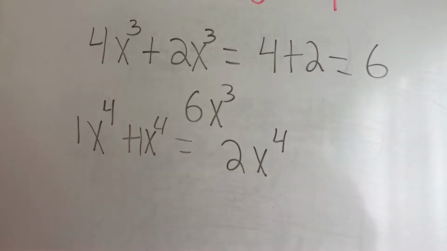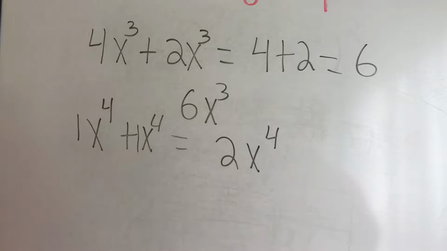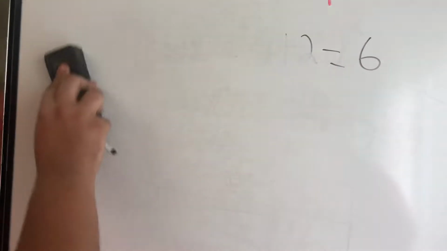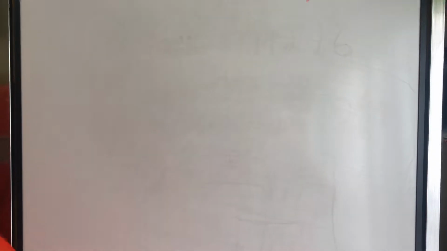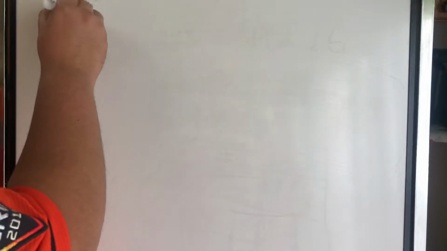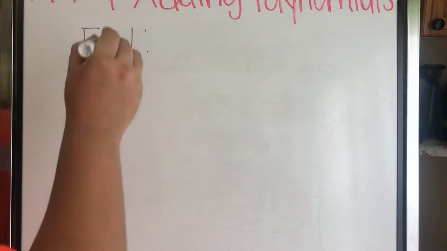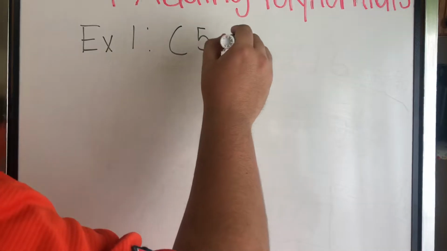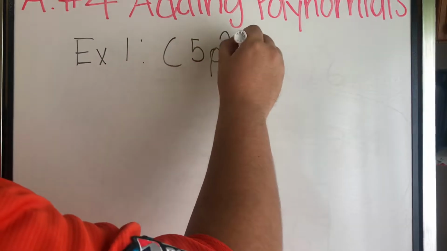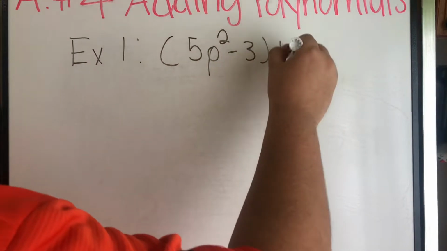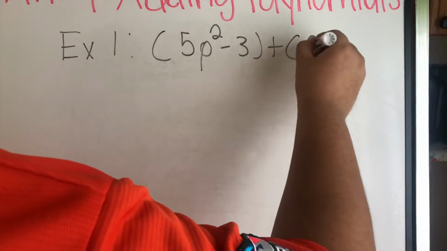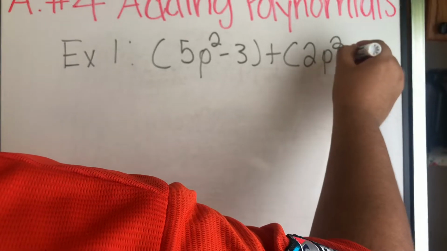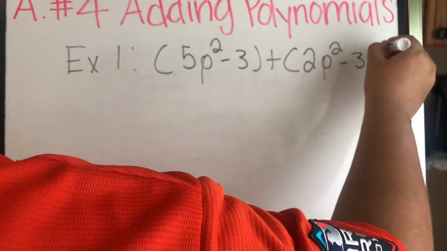Now let's actually focus on problems you will face on today's assignment. So let me go ahead and erase, and let's begin. Example problem number 1. Say we have 5p to the power of 2 minus 3 plus 2p raised to the power of 2 minus 3p cubed.